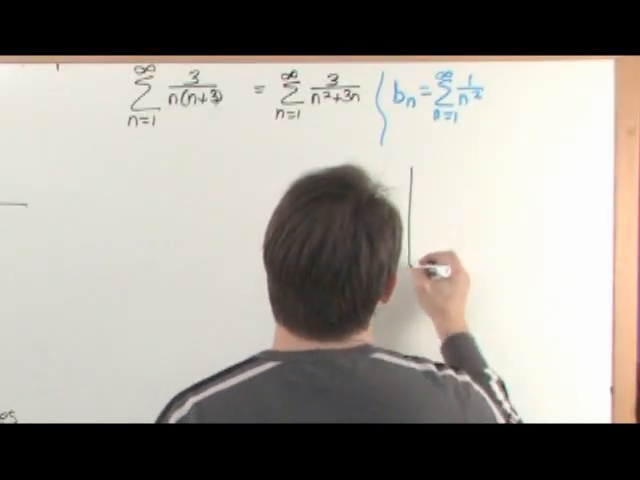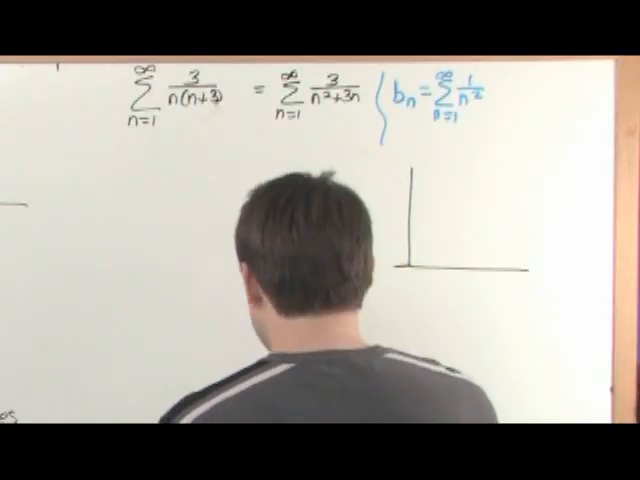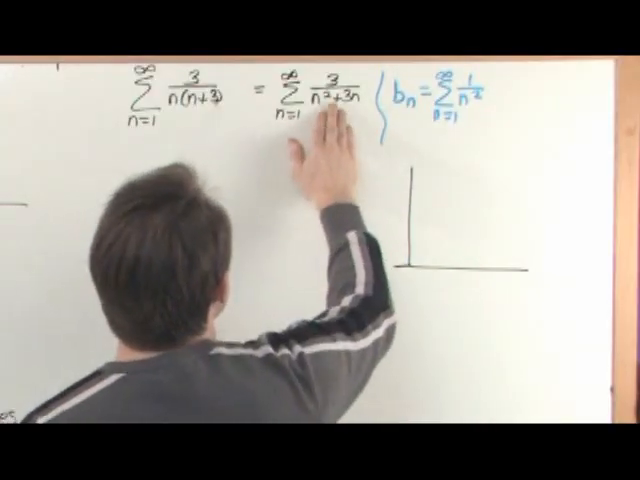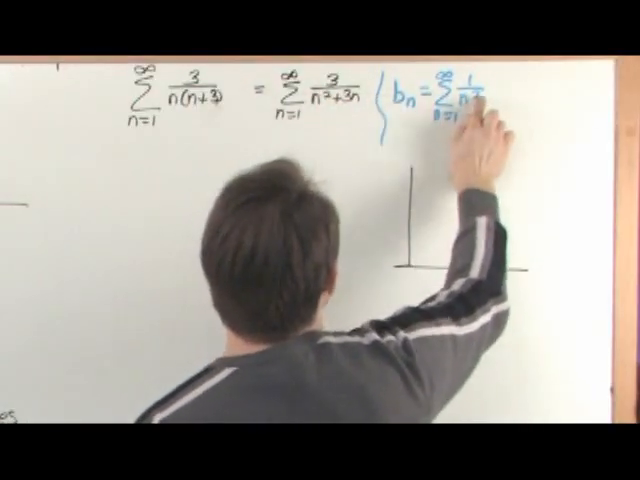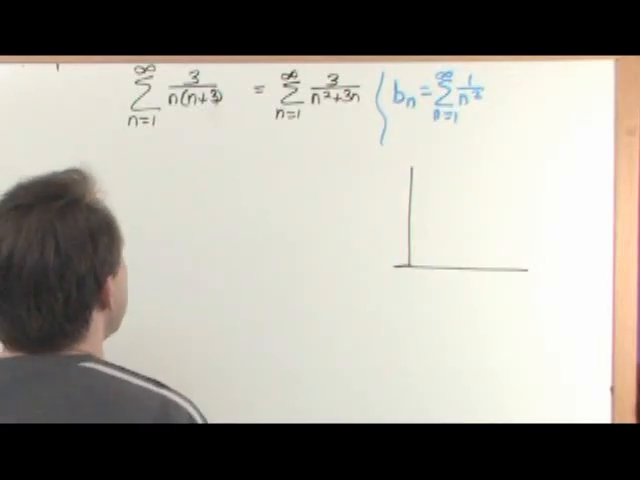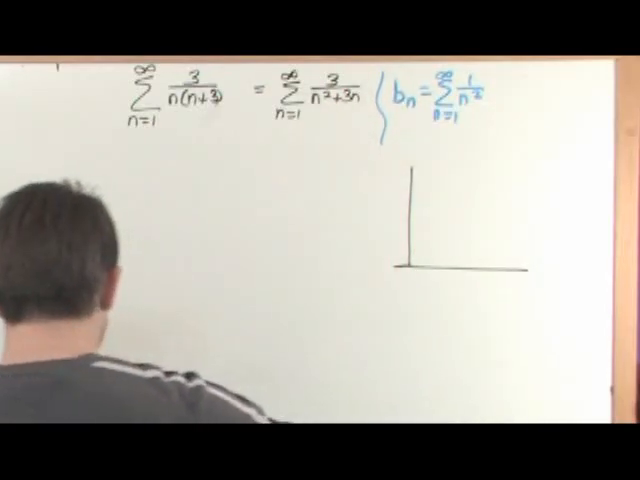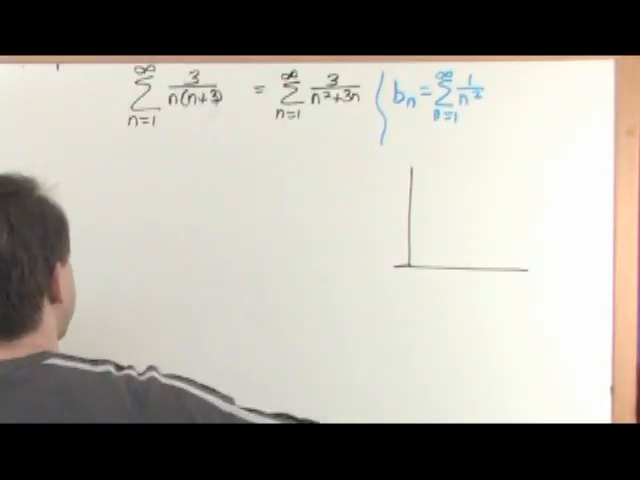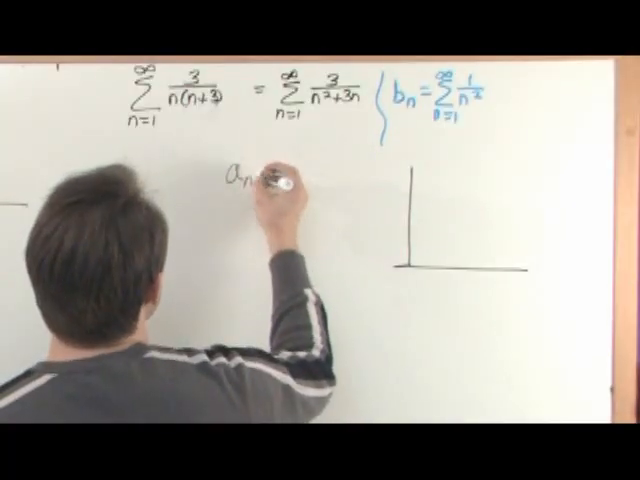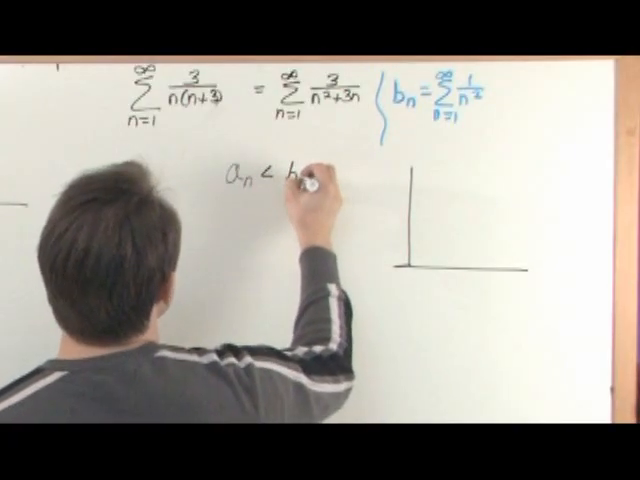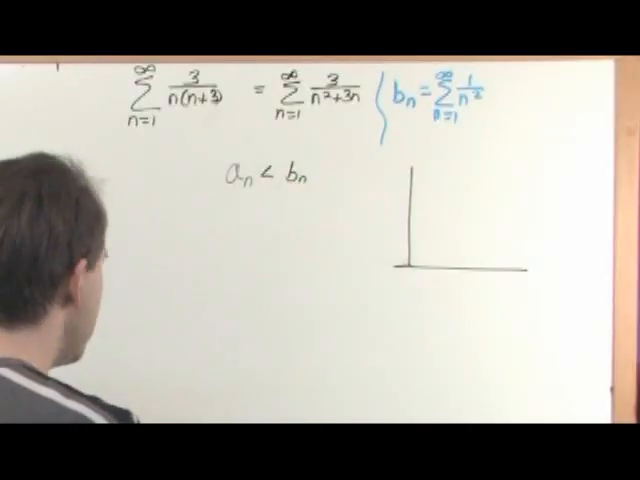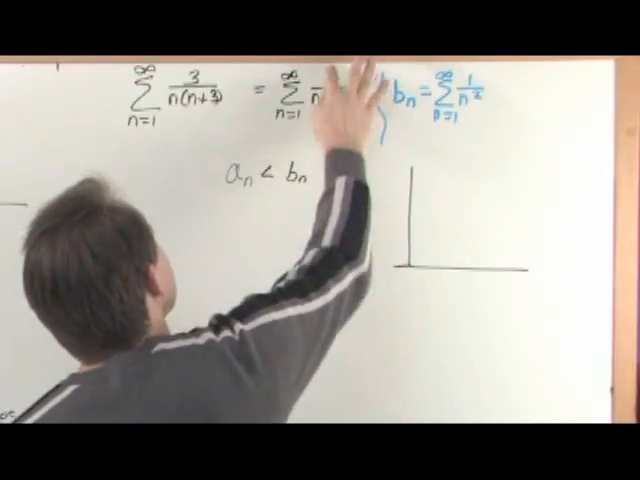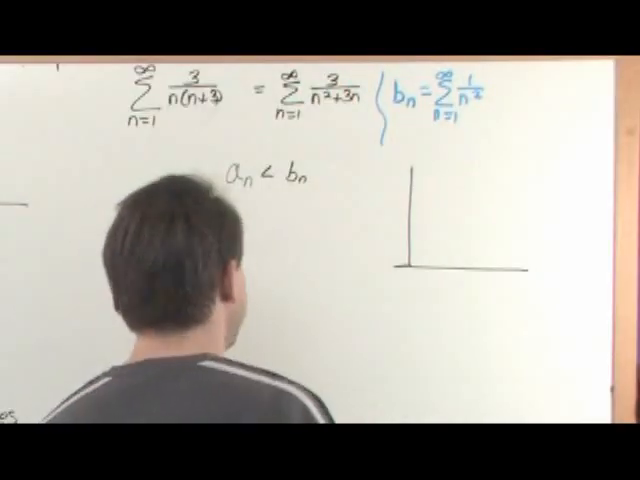Okay, if I'm looking at the terms here, what am I going to have? For any value of n, I'm going to get a larger denominator here than I ever would over here, okay? And that's going to mean that these terms are smaller, right? So a sub n is going to be, again, smaller than b sub n. Okay, that's what it means. For every value of n, this is going to lead to a smaller number because the denominator is larger.